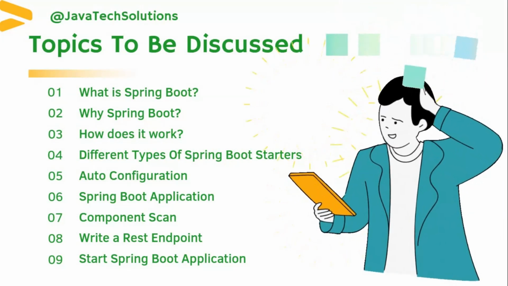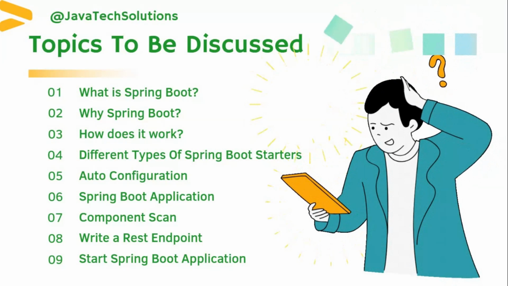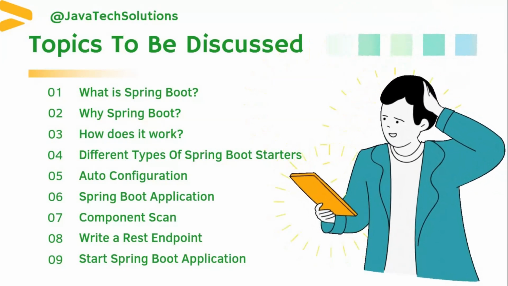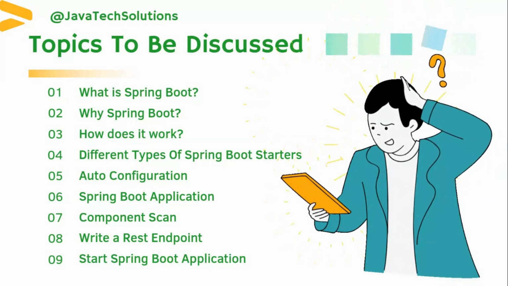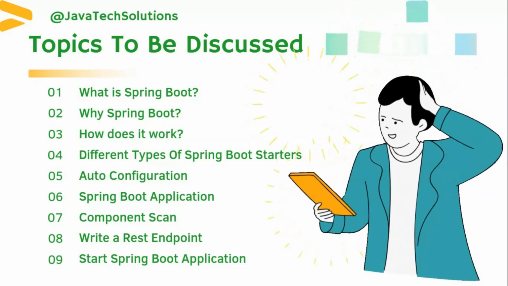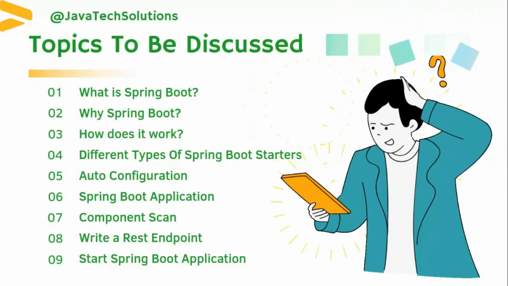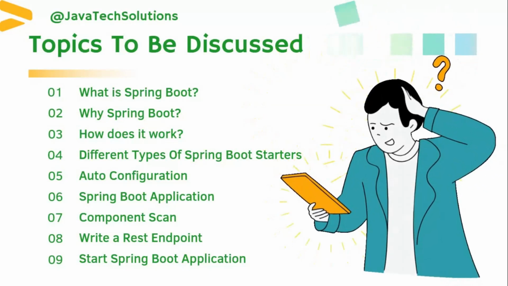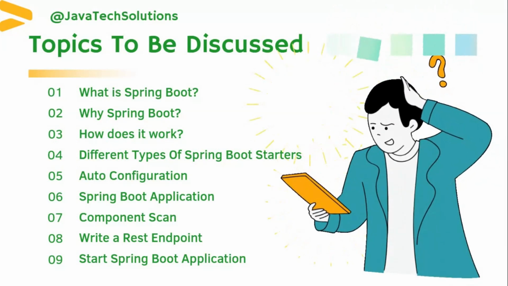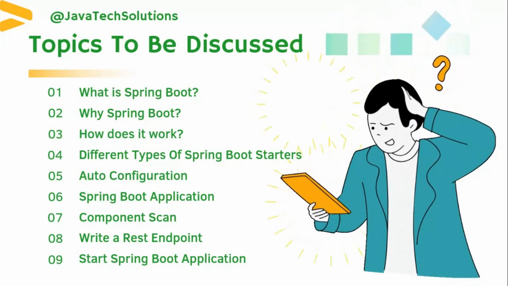The entry point of a Spring Boot application is a class annotated with the SpringBootApplication annotation, along with the main method, so that it takes care of all those things. Spring Boot also automatically scans all the components, including the ComponentScan annotation. Okay, so this is how Spring Boot works internally.